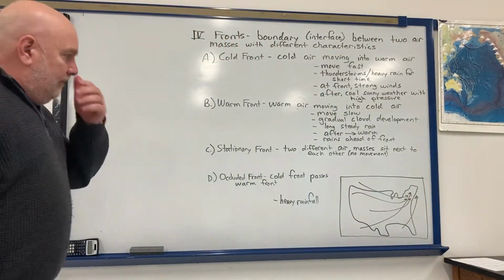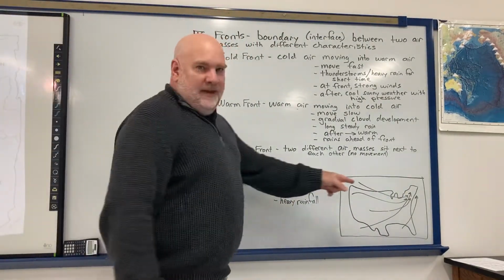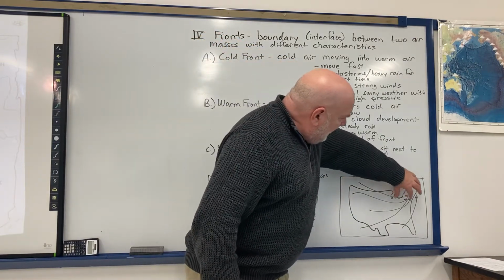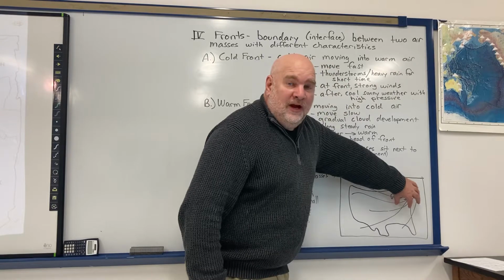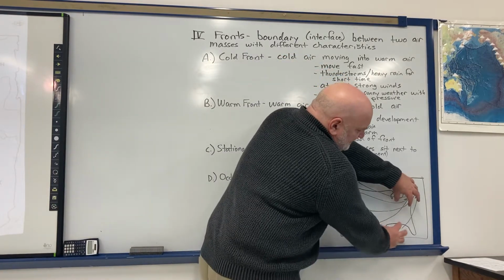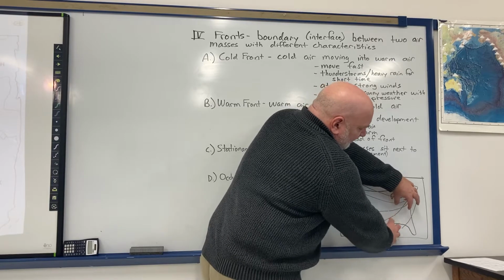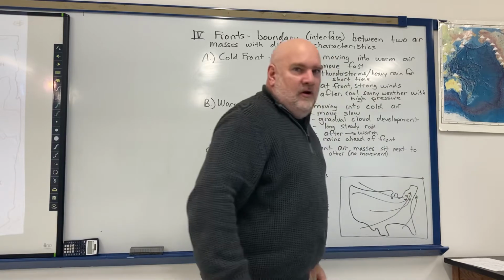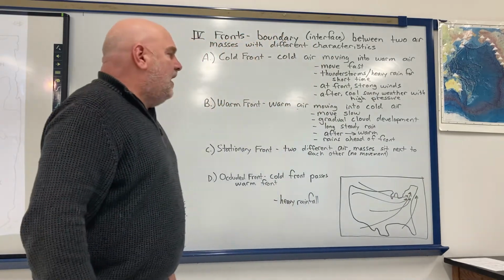All right, so let's say on this map of the United States, there was a continental polar air mass, a cold air mass sitting right there over New England. And then there was this maritime tropical, this warm, moist air mass right there that moved up and pushed that cold air mass out of the way.